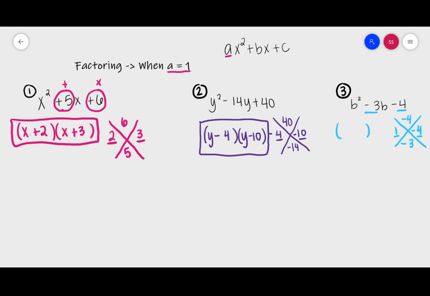So we'll open both sets of our parentheses. B minus 4, b plus 1. So those would be our factors. So if you're looking for factors, they are b minus 4 and b plus 1. It's not just the 1 and the negative 4. It's the whole thing, b minus 4, b plus 1.